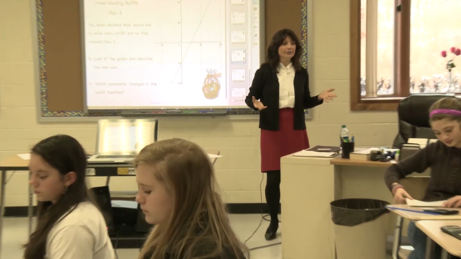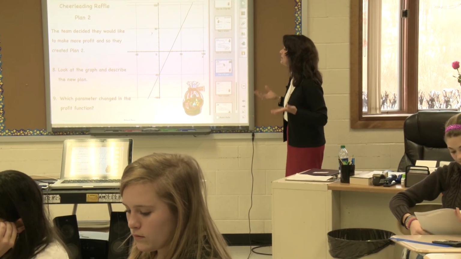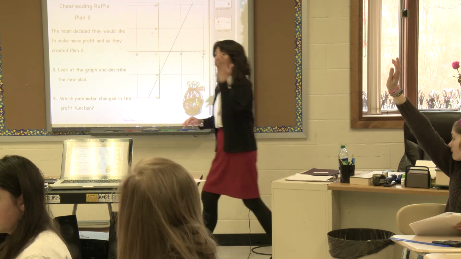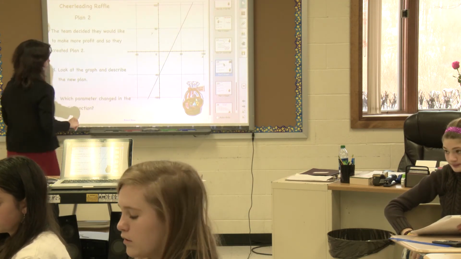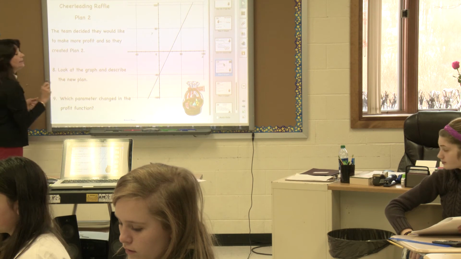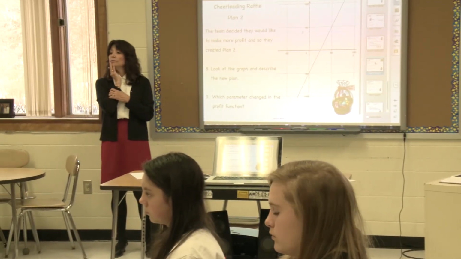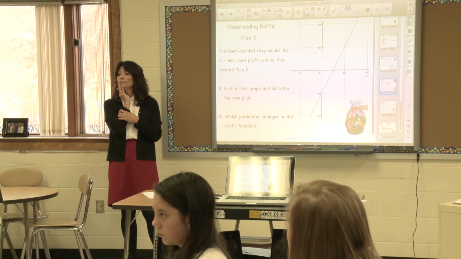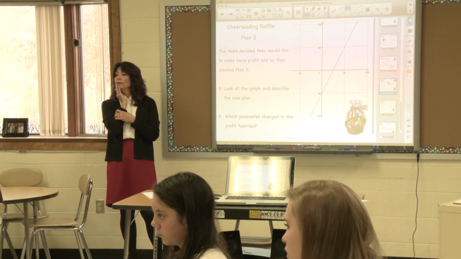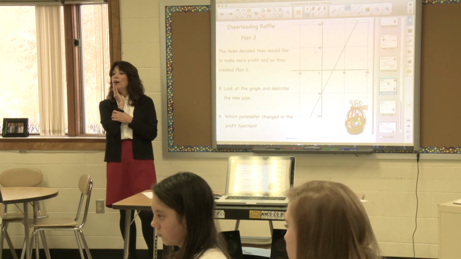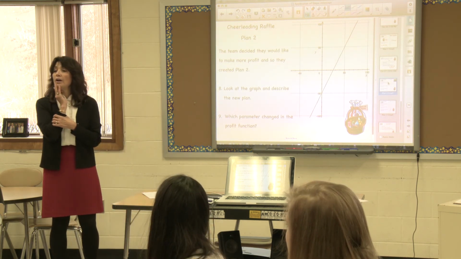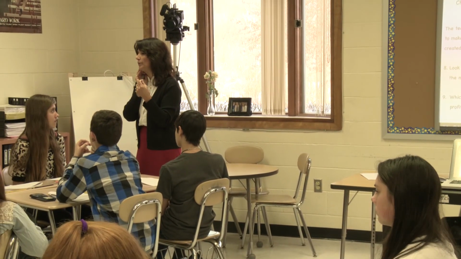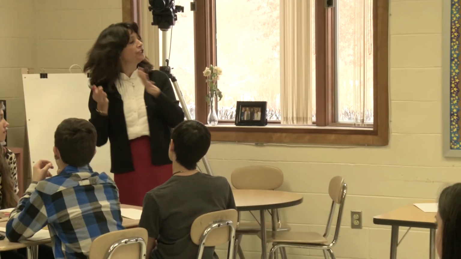Now, here's plan 2. Can someone describe for me plan 2? Ashley. The slope is $2 per ticket, and the y-intercept starts at -50, and they would make more money because they put less items in the gift basket, which means that they cost less. Okay, so you said the slope was, what did you say? The slope was? Okay, rather than using slope, okay.